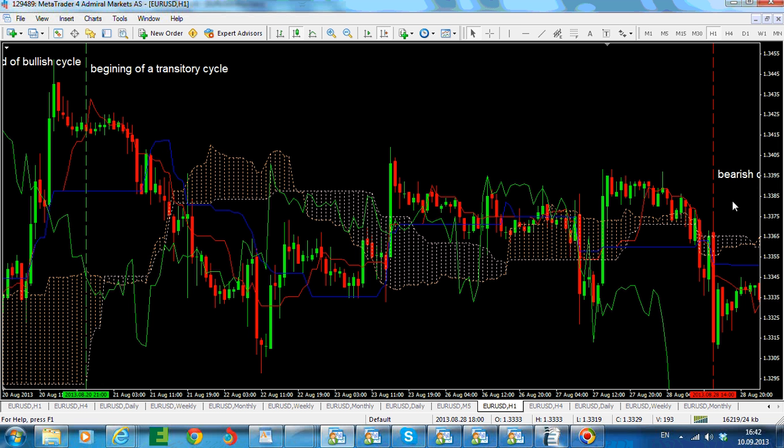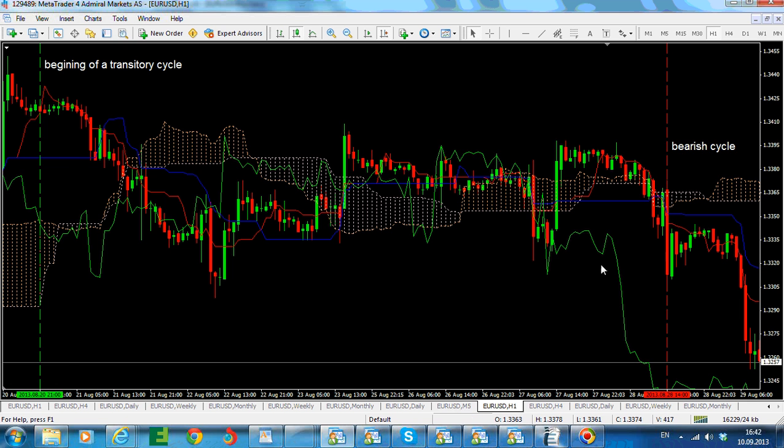A transitory cycle always begins with the Kijun Tenkan cross, see here, Kijun Tenkan cross. Then the Chinko is going above or below the candles. In our case here, the Chinko is coming below the candles. And the end of such a cycle would be when the conditions for a new bullish or bearish cycle are being met. In our case, conditions for a bearish cycle are being met.